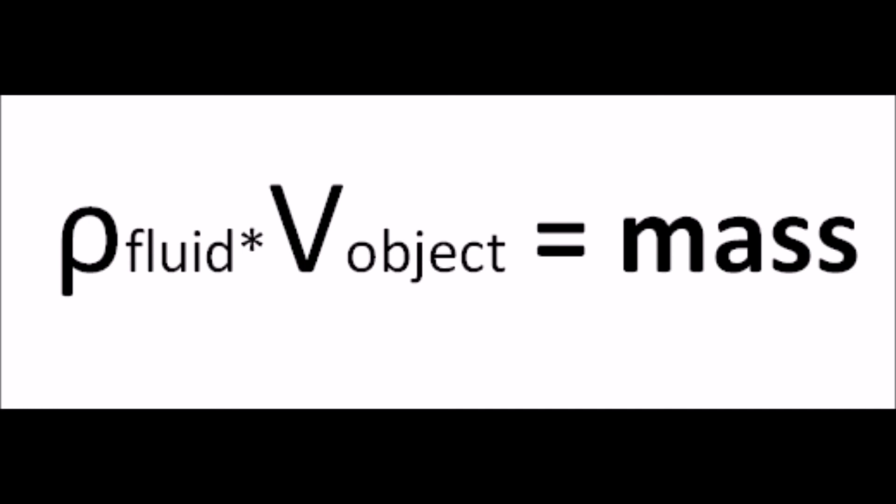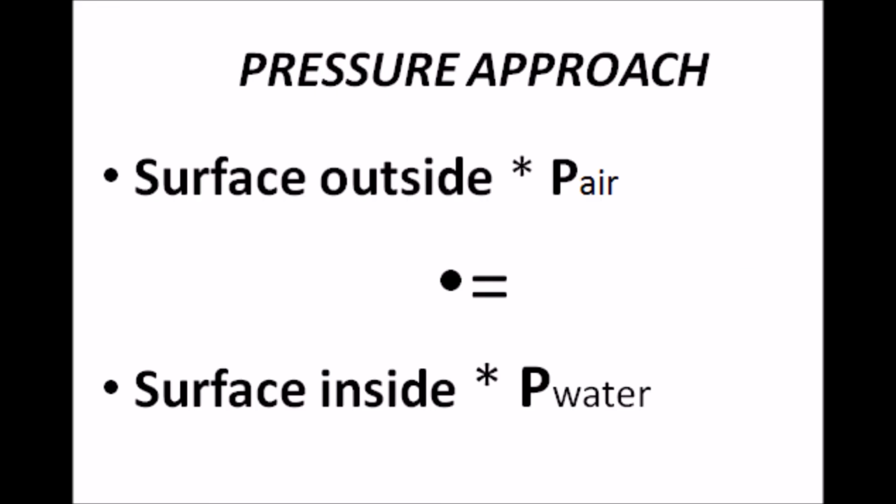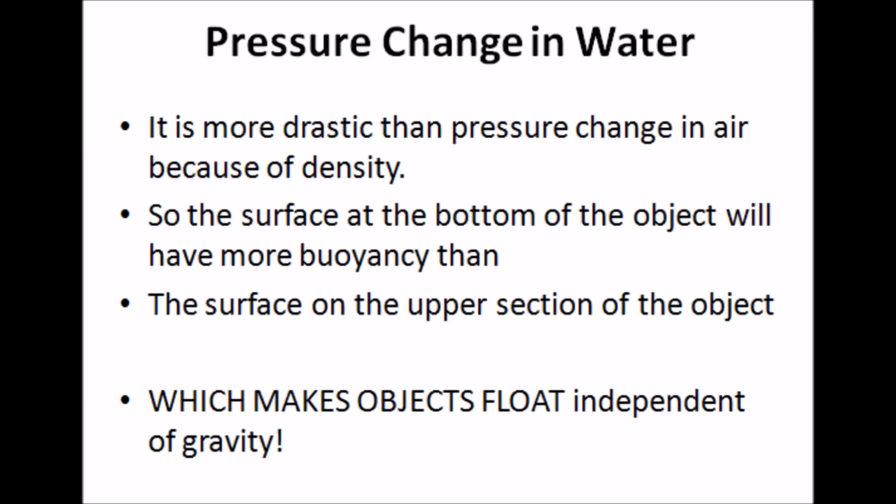So I need to think something different. So for floating objects, I'd like to propose a new model, which is a pre-pressure approach, where surface outside times rho of air, density of air, is equal to surface inside, rho of water, density of water or fluids. And then let me tell you about pressure change in water. It is more drastic than pressure change in air because of density. So the surface at the bottom of the object will have more buoyancy than the surface on the upper section of the object, which makes object float.